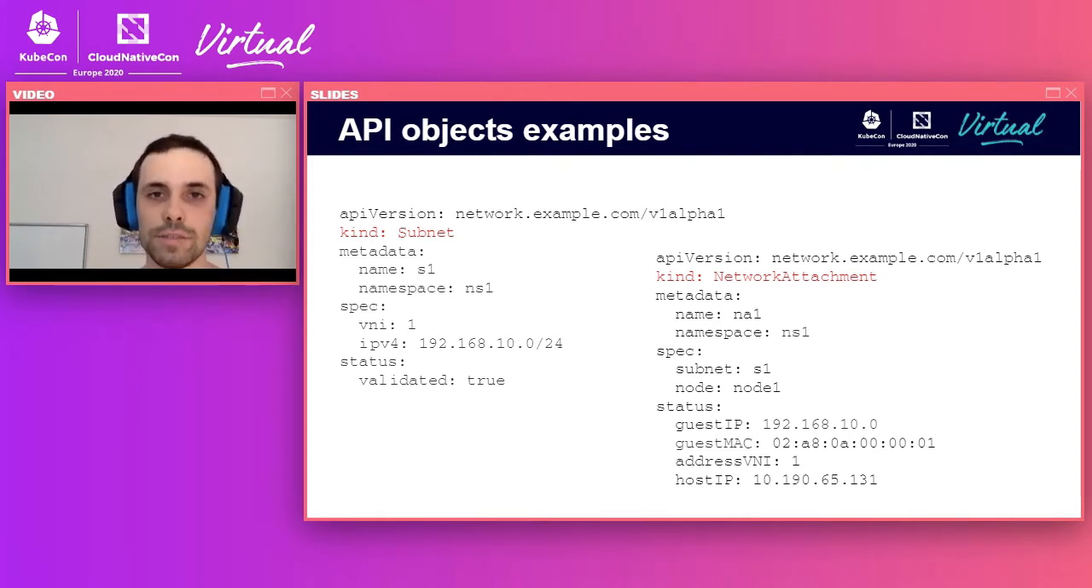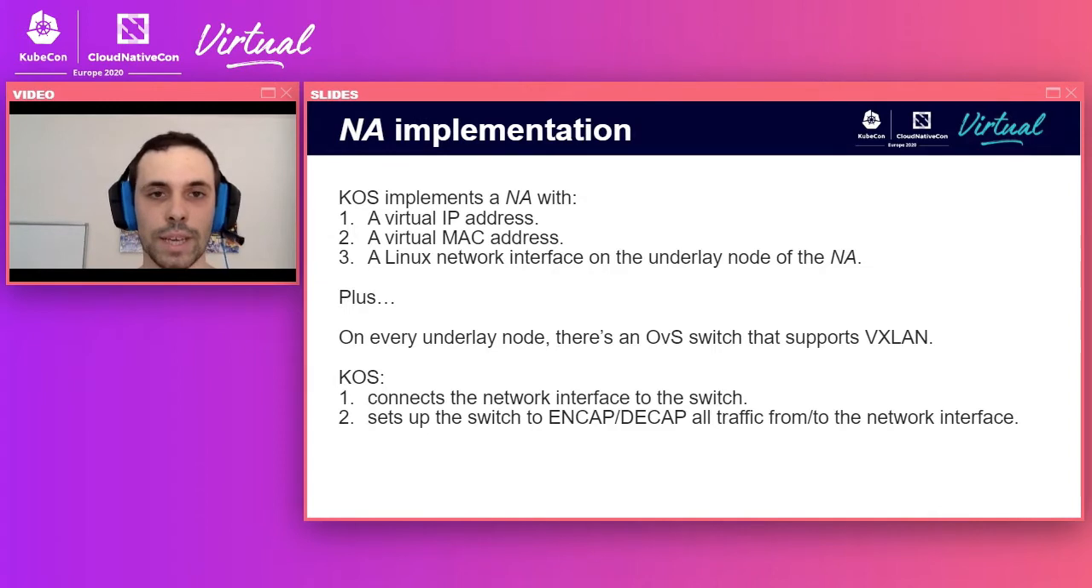For the remainder of this talk, be aware that I will be using the terms VNI and VXLAN virtual network as synonyms. So KOS has to implement network attachments, and it does so by assigning to each network attachment a virtual IP address, a virtual MAC address, and by creating for it a Linux network interface on the underlay node of the network attachment. The network interfaces of different network attachments within the same VXLAN virtual network must be able to communicate with each other via VXLAN encapsulation.